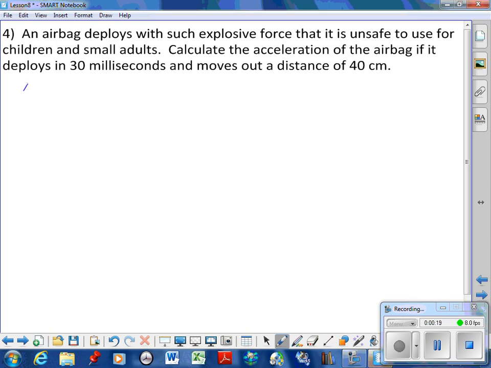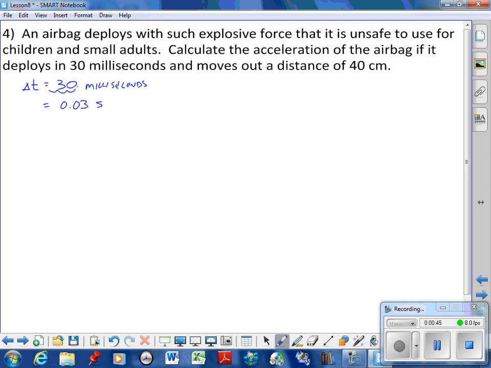Well, we definitely have time. Delta t equals 30 milliseconds. Now we want it in SI, so we need to convert that. Milli, okay, division of 1,000, so we need to move that decimal over 3 spaces, so 1, 2, and 3. So it's going to deploy in 0.03 seconds.